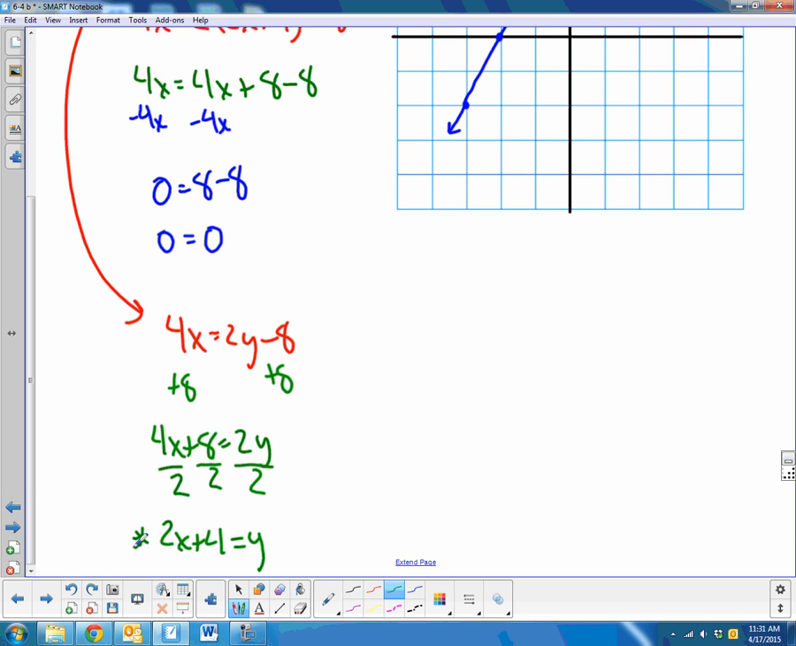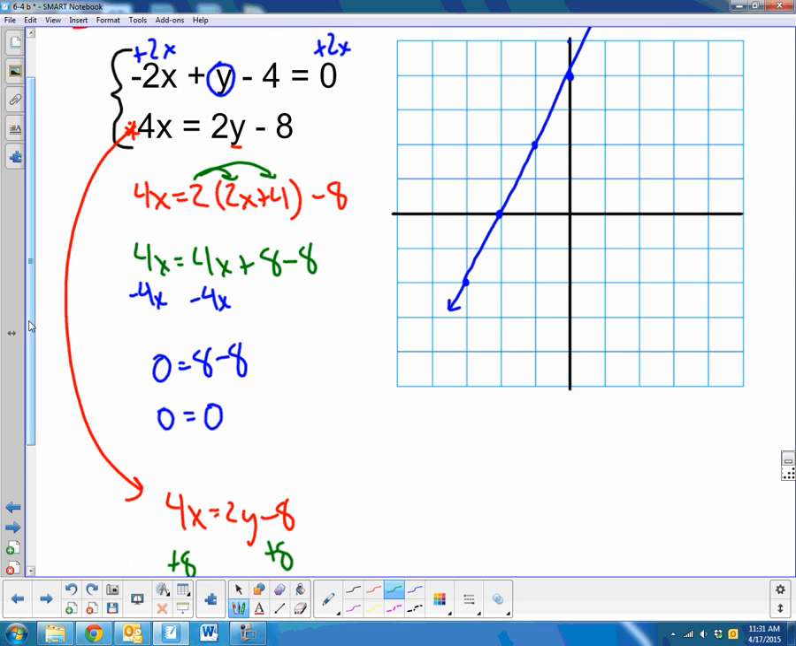I'm going to graph that equation now. 2x plus 4 equals y. Looks familiar. Y-intercept 4, slope of 2. Oh, what do you know? It's the exact same line. So how many times do those two lines intersect? An infinite number of times. This is the exact same line.